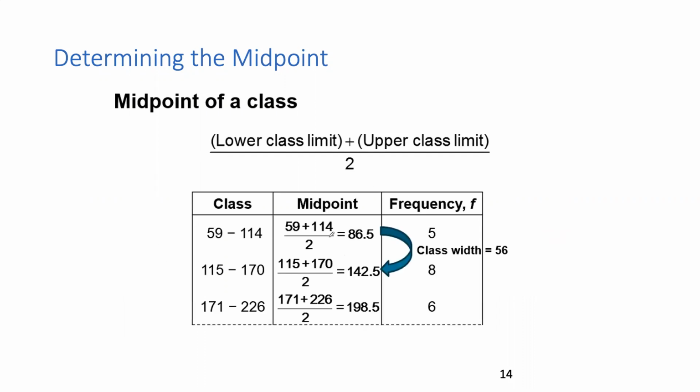So the midpoint of the first class is the midpoint between 59 and 114. So 59 plus 114 over 2, that's 86.5. That tells me the midpoint of the first class. Similarly for the second, the third, and so on and so forth. So I can get all these midpoints together, all right? So why we might want to calculate the midpoints, I'll get into it in a second. But it's important to know that midpoint is basically the midpoint between the class limits. So the upper class plus the lower class divided by 2, the class limits, that's what tells me the midpoint.